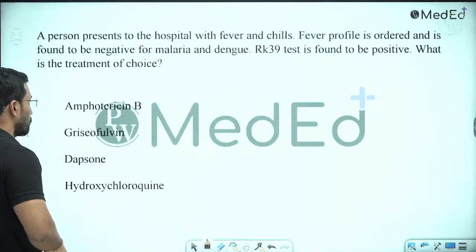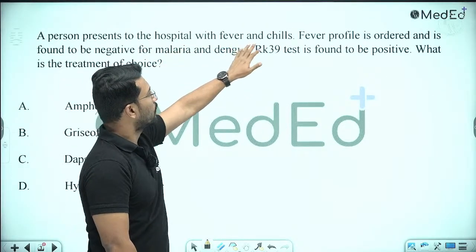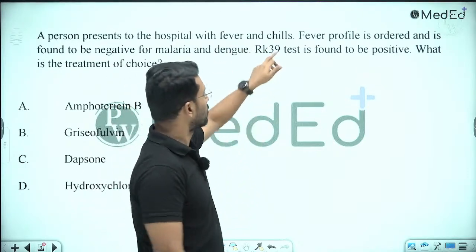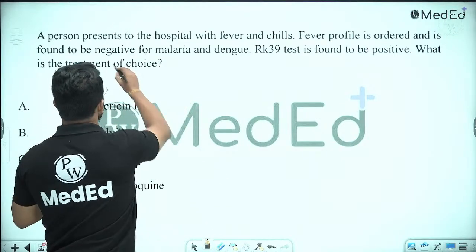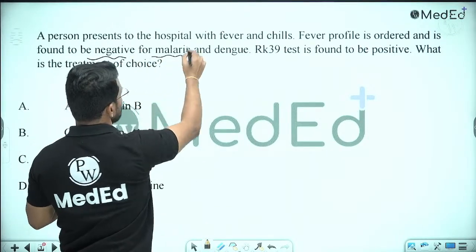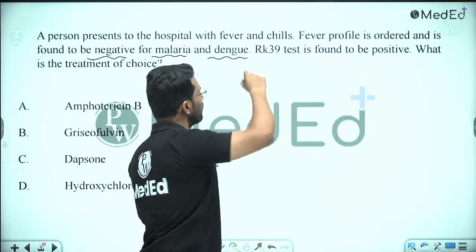Now let's move to the next question. Here is the question. A person presents to the hospital with fever and chills. Now at this point of time, my differential diagnosis is quite wide. Fever profile is ordered and it is found to be negative for malaria, one of the common infections in India. What test they have done, I don't know. It's negative. Dengue also, they have told that it is negative.